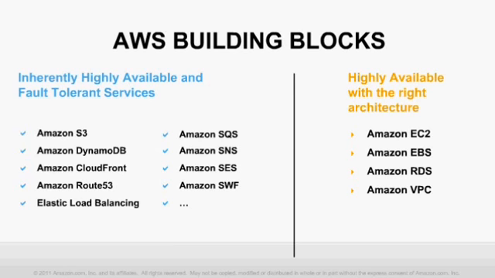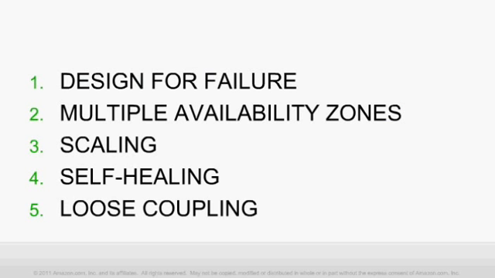Okay, so here's a little agenda on what we're going to talk about today as we dive deeper. We're going to talk about designing for failure. We're going to talk about designing an application that spans multiple availability zones. We're going to talk about how to scale your application. We're going to talk about some self-healing things you can do with your application. And then we're going to talk about loose coupling for your application. And those are the 5 main topics we're going to cover today. So let's start off by building a highly available system.